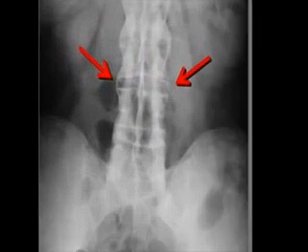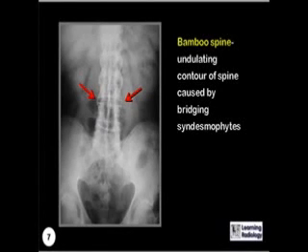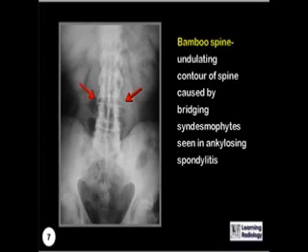What sign is being demonstrated here? This is the bamboo spine, which is the undulating contour of the spine caused by bridging syndesmophytes, usually seen in ankylosing spondylitis.